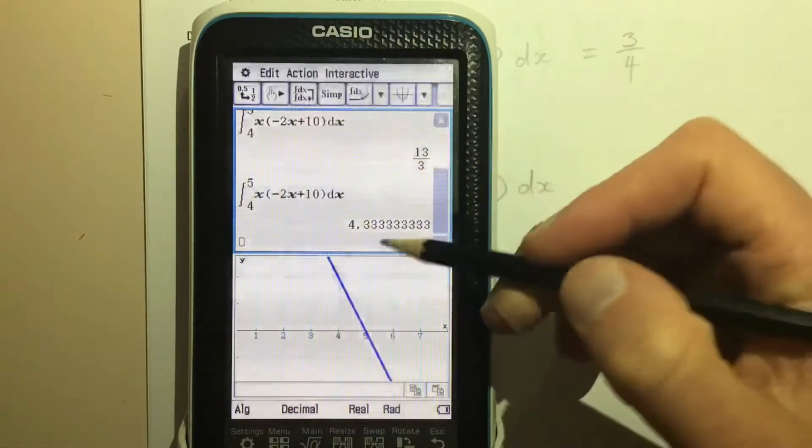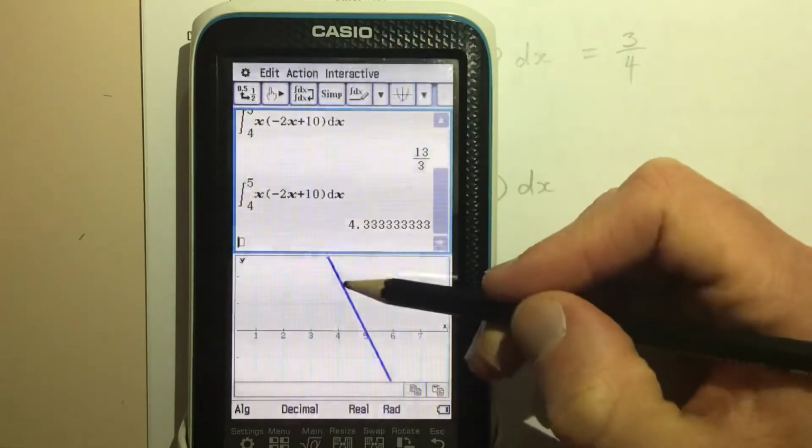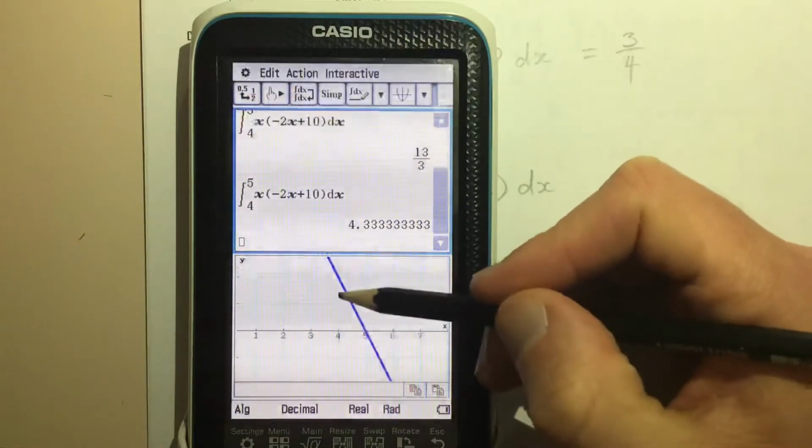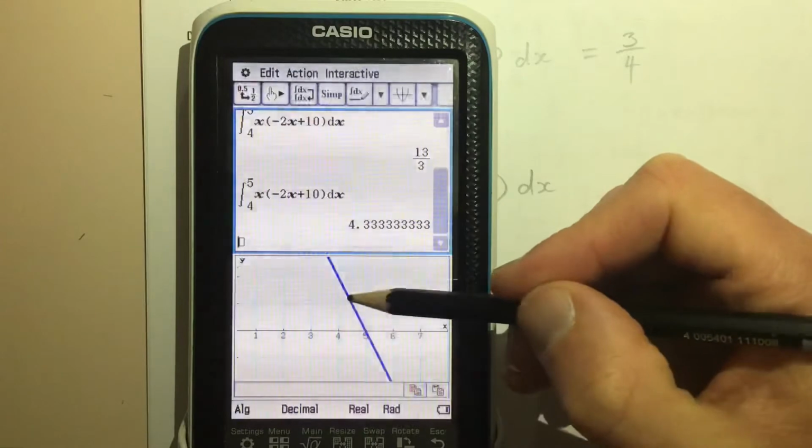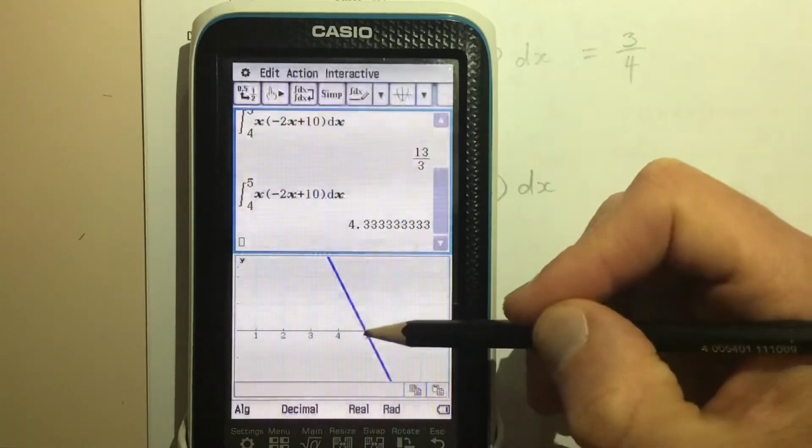And it's, I guess, closer to 4 than 5 because when you consider this graph, more of the distribution is closer to 4 than it is to 5. So it kind of makes sense that the expected value is closer to 4 because that's where the probabilities are a bit higher.